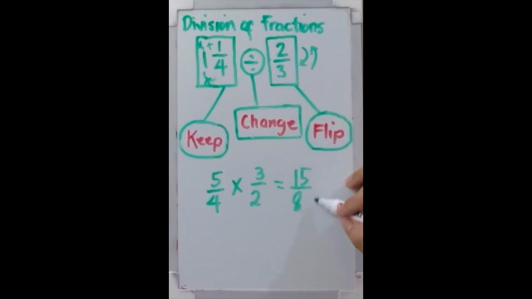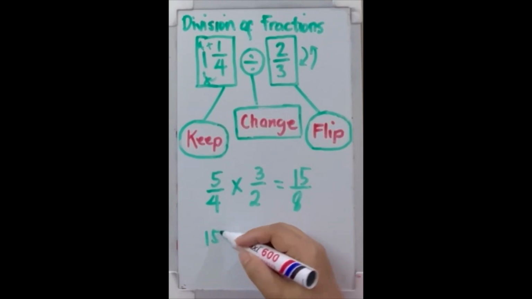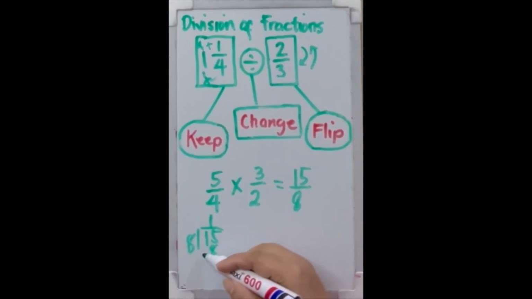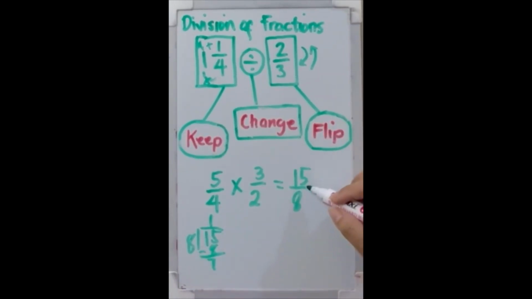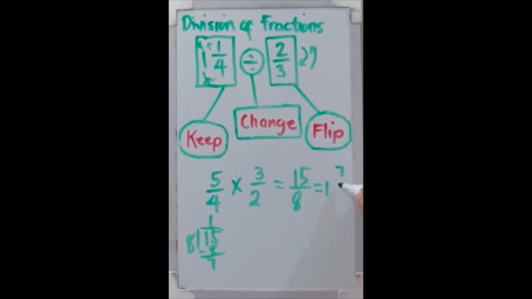We can convert this to a mixed number if you wish by dividing 15 by 8. So 15 divided by 8, this is 1. 1 times 8 is 8. 15 minus 8 is 7. So 15/8 is equal to 1 and 7/8. Okay. So 15/8 is just equal to 1 and 7/8.